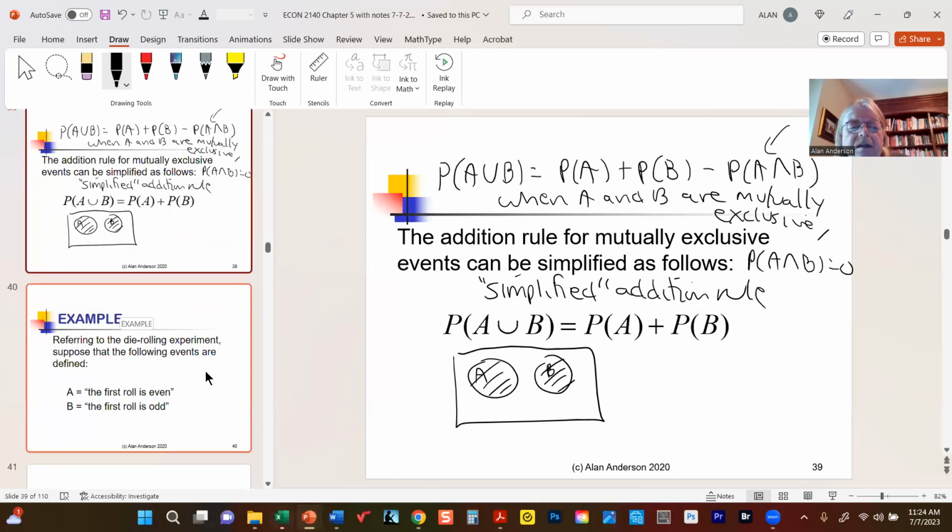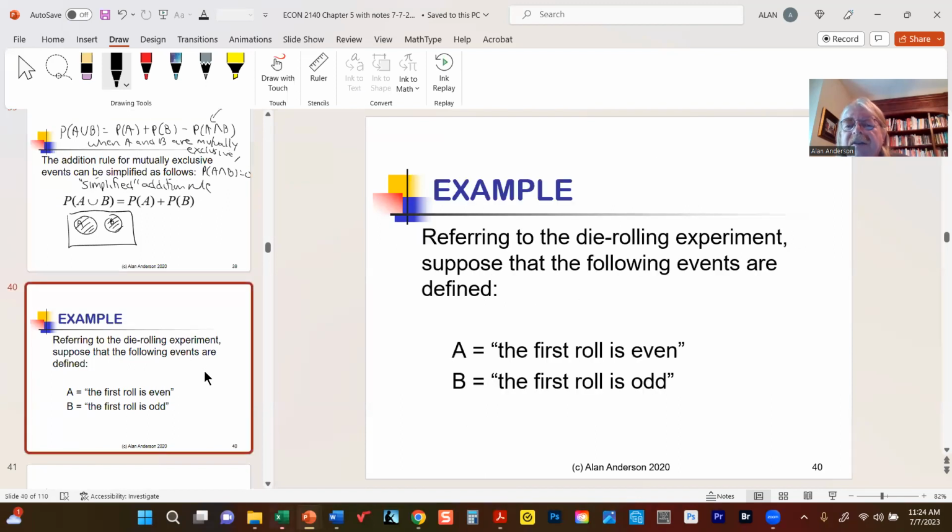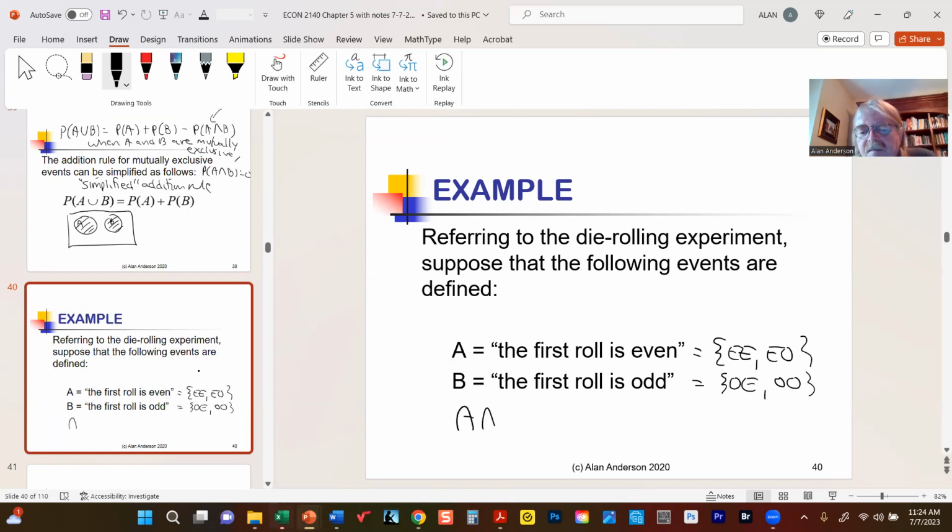All right, so let's take a look at an example of this. Using the same sample space we had before, the die rolling experiment, let's let A be the event that the first roll is even. And then we have OE and OO for the second one. The first roll is odd. Now you can see they have nothing in common, do they? That, of course, indicates that this probability is 0. It's not possible for A and B to both be true. Okay, it's not going to happen.